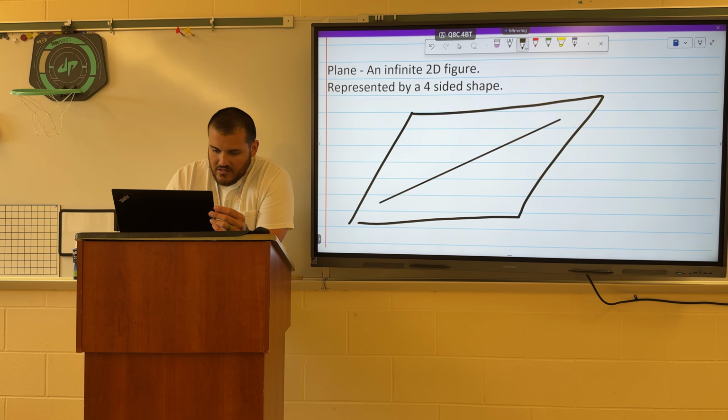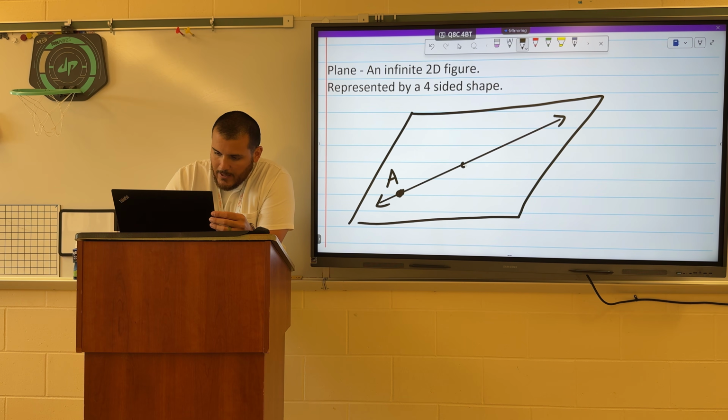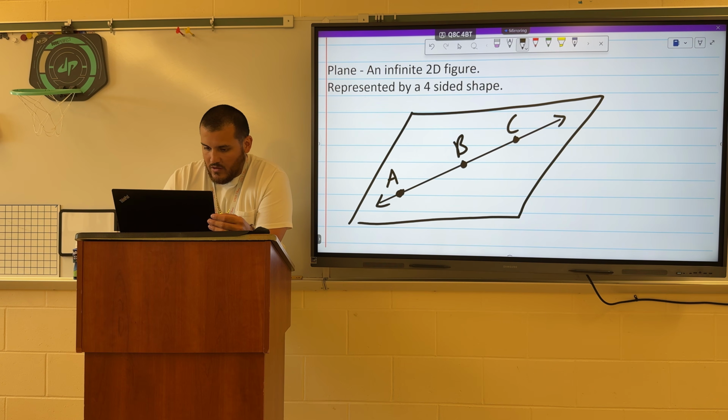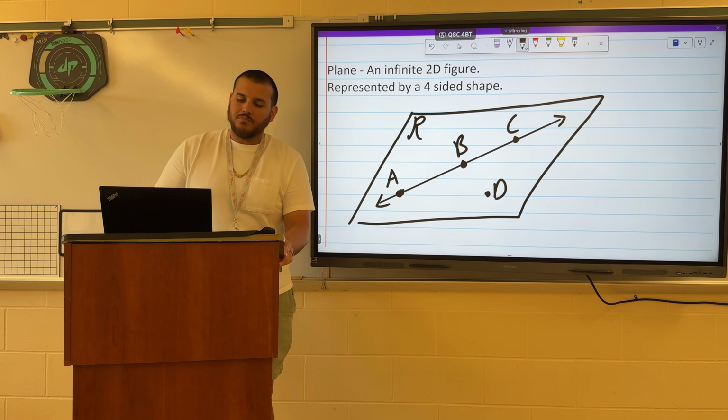Hopefully you all know that this thing with 2 arrows that I'm drawing is called a line, and I'm going to put some letters on this line. I'm gonna put A, B, and C. And then I'm gonna draw a random point D over here, and then I'm gonna put a capital R in this corner, which we'll talk about in a moment.